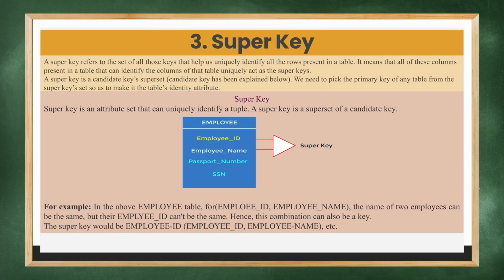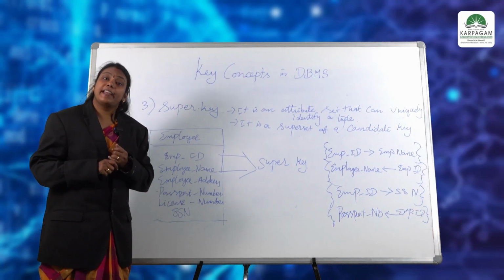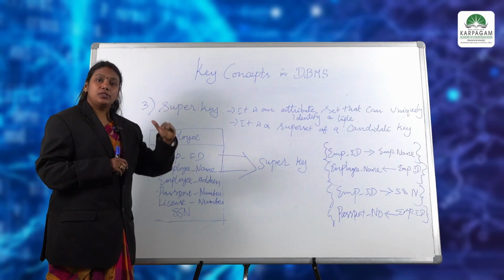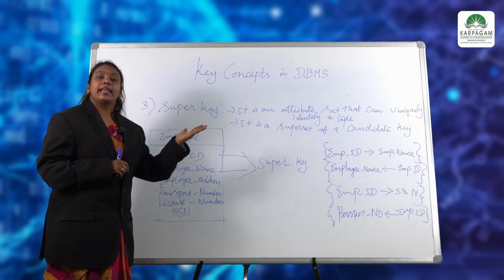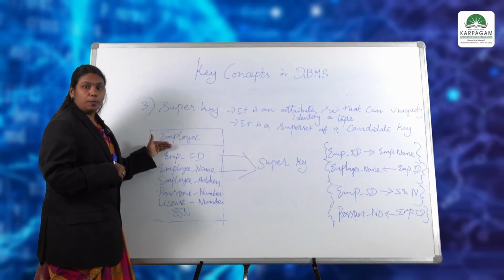Next, the third concept is the super key. The super key is an attribute set that can uniquely identify a tuple. So each and every row is uniquely identified. One row is distinguished from another row, and that row from other rows. The super key is a superset of candidate key. The candidate key also represents the primary key, and the super key also includes the candidate key. The candidate key must be used in the super key concept.